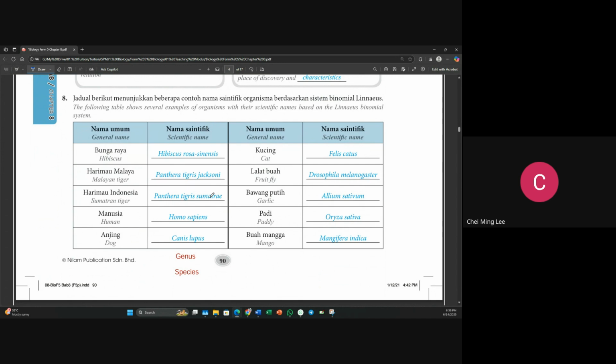Nowadays, I think you don't need to memorize it at all, because from what I know, the questions already mention the names. For dog it is Canis lupus, cat is Felis catus. People say the tiger and cat are from the same family, but actually they are not even the same genus. Then the fruit fly is Drosophila melanogaster, garlic is Allium sativum, paddy is Oryza sativa, mango is Mangifera indica. So these are the names.